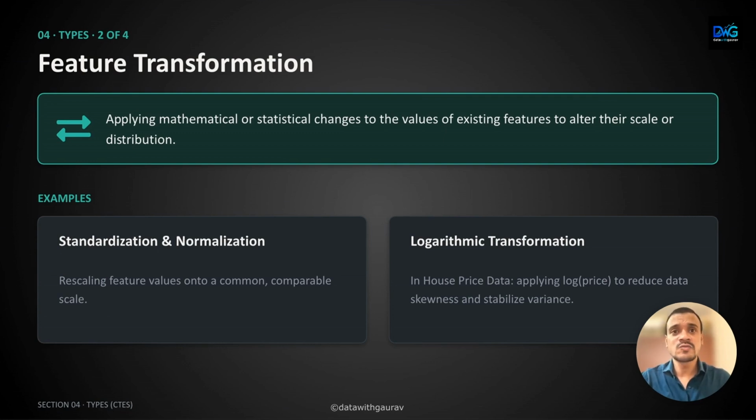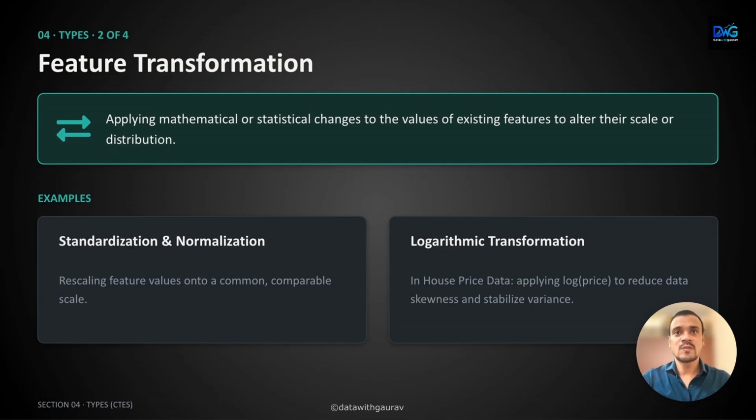Two of the most common transformation techniques are standardization and normalization. These methods rescale numerical features so that different variables can be compared on a common scale, which is especially important for many machine learning algorithms.